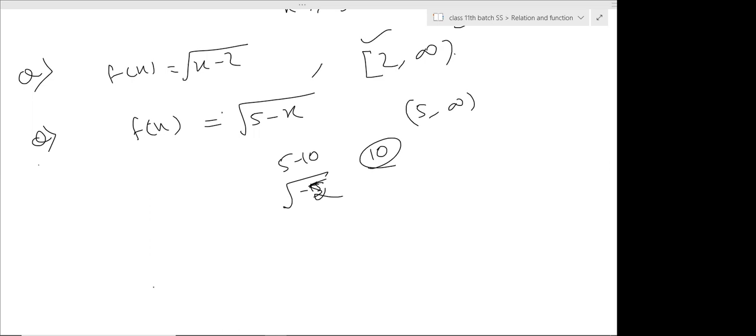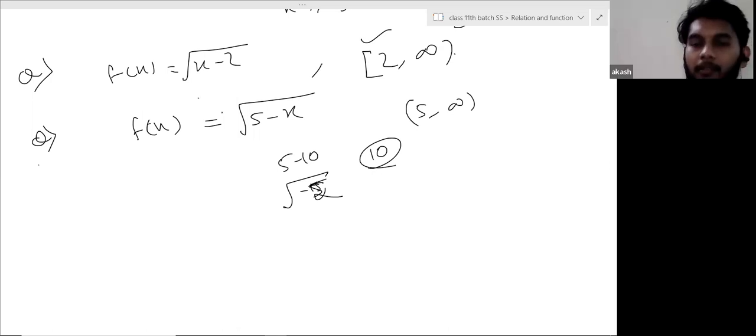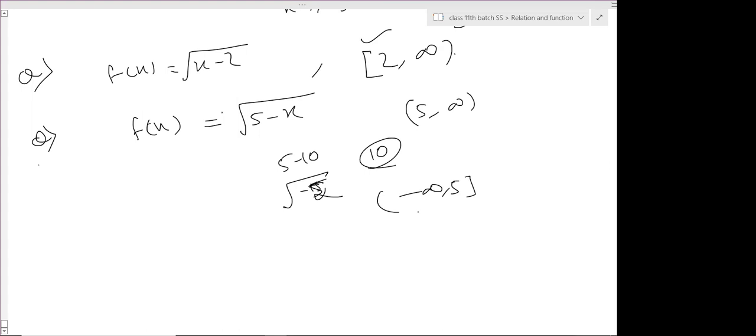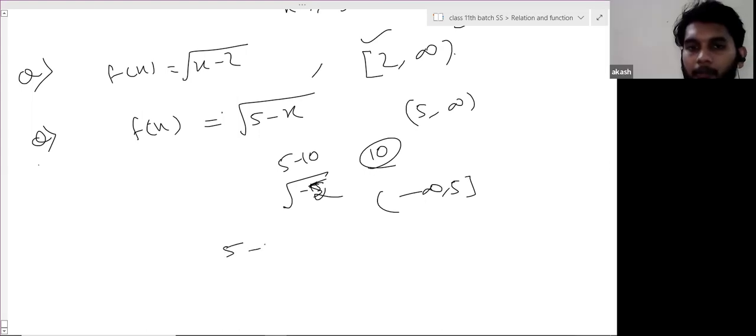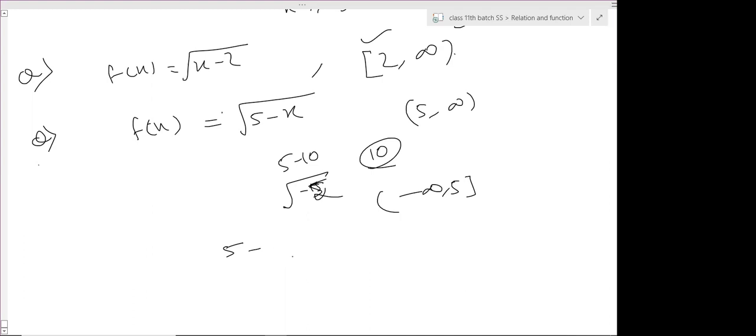So 5 to minus infinite. Yes, and that is not the way we say. We say minus infinite to 5, right? So how can we solve this? Yes, Fahad, are you saying anything? No, sir, I was asking how to solve.